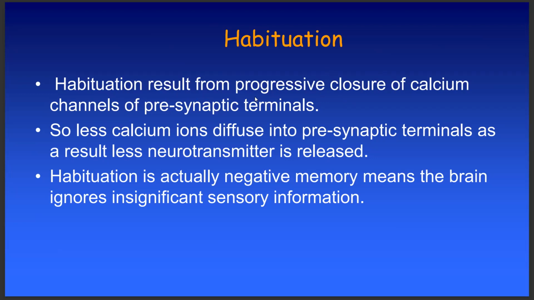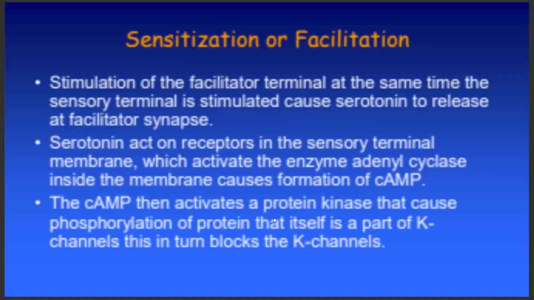When these calcium channels are closed, less calcium ion will diffuse into the presynaptic terminal. As a result, less neurotransmitter is released, because the higher the calcium ion entry, the higher the neurotransmitter release. If the calcium channels are open, more and more neurotransmitter will be released from the presynaptic membrane. Habituation is actually negative memory, meaning the brain ignores insignificant sensory information.